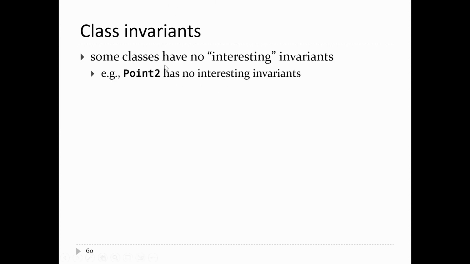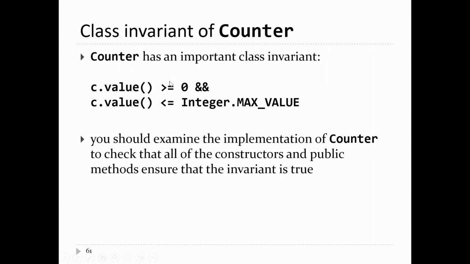Okay, so some classes have no interesting invariants. Point 2 has no interesting invariants. We don't really care about the x and y coordinates. They can have any value. So there's no interesting invariant on point 2. The counter class, though, does have an invariant. Remember, our counter promises that its value is never negative. In other words, the value of a counter is always greater than or equal to 0. Furthermore, it also promises that the value is less than or equal to integer max value.